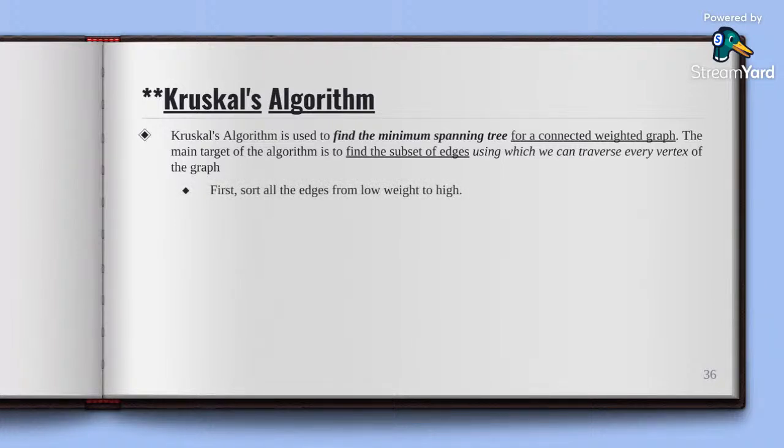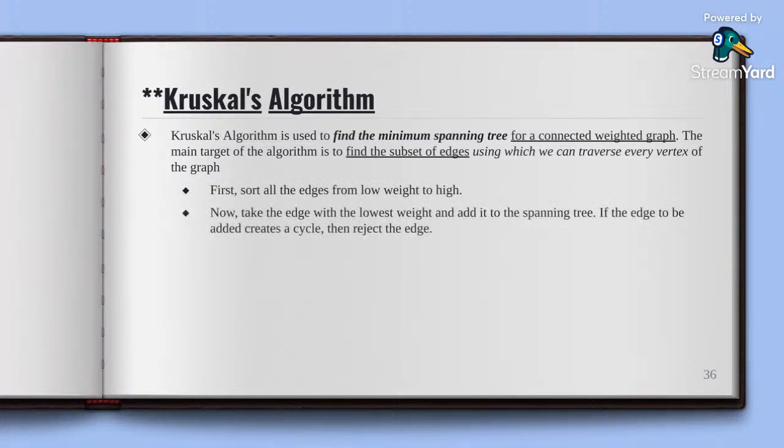First, sort all the edges from low weight to high. Now take the edge with the lowest weight and add it to the spanning tree. If the edge to be added creates a cycle, then reject the edge. Continue to add the edges until we reach all the vertices and a minimum spanning tree is created.